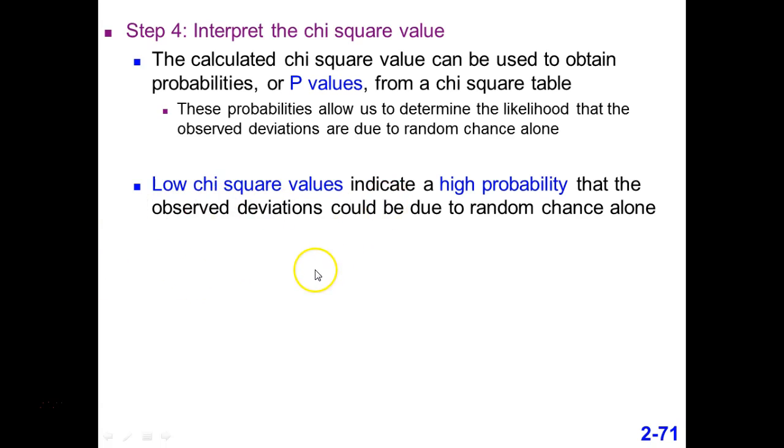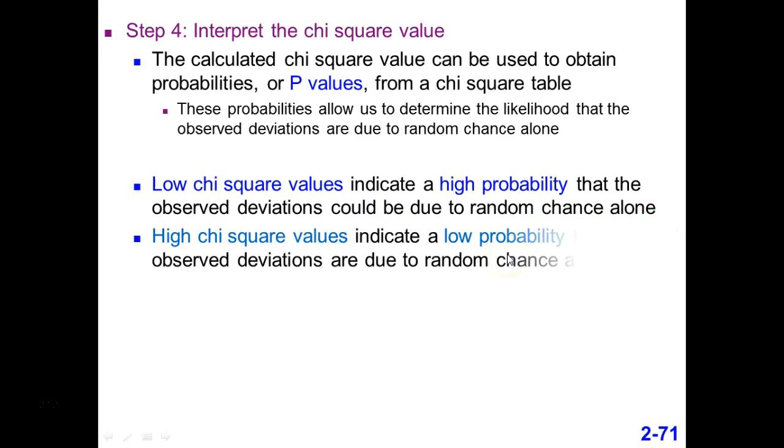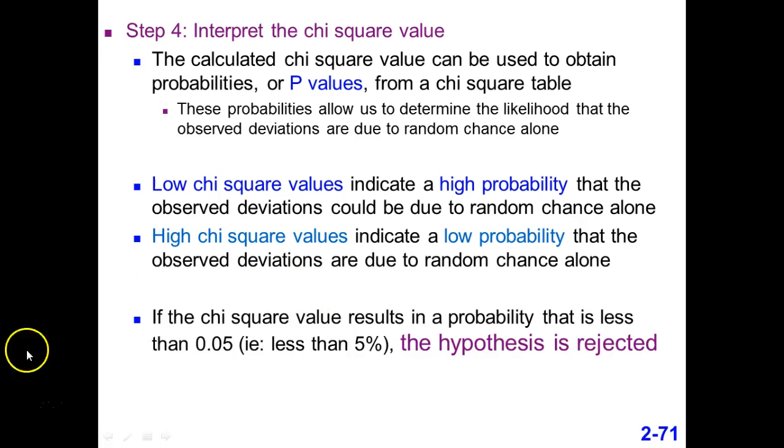Low chi-square values indicate a high probability that the observed deviations are due to random chance alone. A high chi-squared value indicates low probability that the observed deviations are due to random chance alone. So what do we mean by low and high? Typically, if it's 0.05, which is 5%, that's a low score.